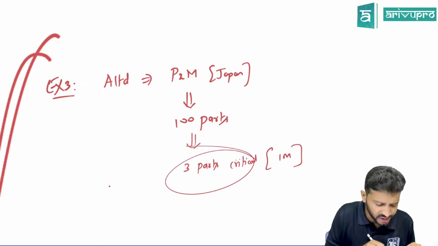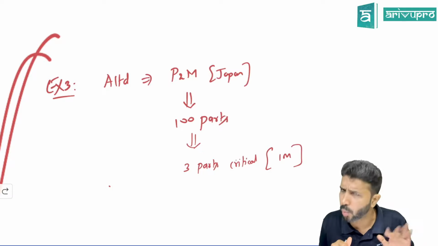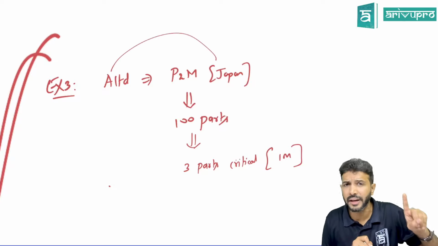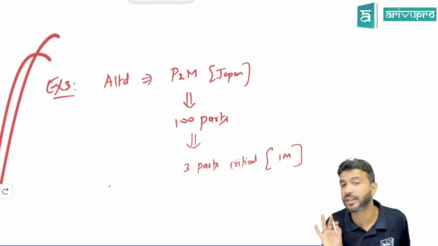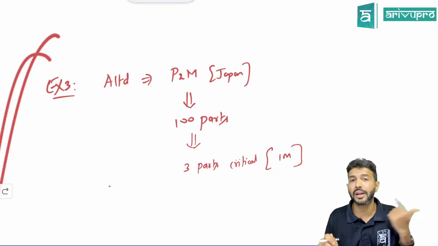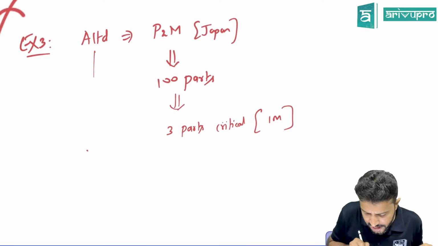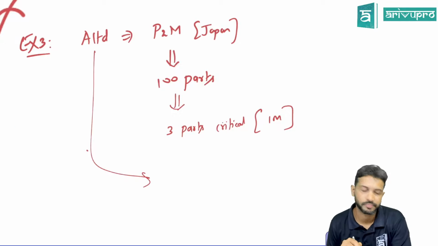Meaning, if these 3 parts get damaged or corrupted, then we'll have to buy this part again from the Japanese company. And that Japanese company is telling me, I need 1 month to supply these critical parts, because it takes time for me to produce them. Now, what do you think this company will do?